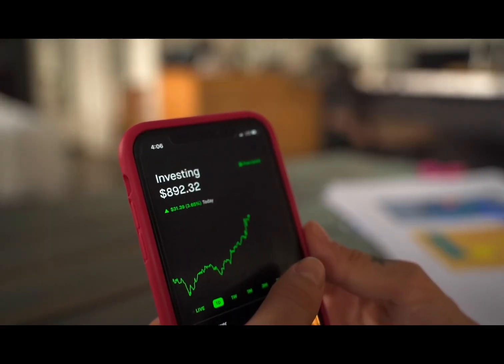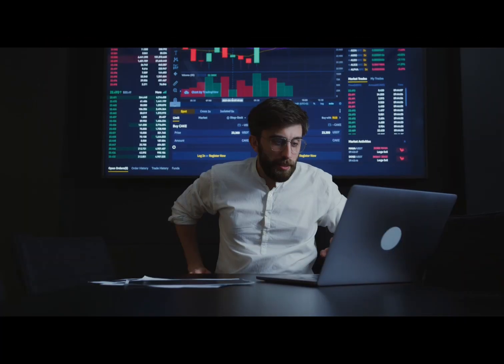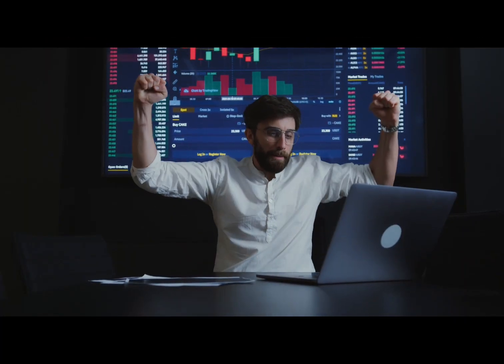Eight, risk management. Effective risk management is crucial in forex trading. OANDA WEB provides various risk management tools. Stop-loss orders.